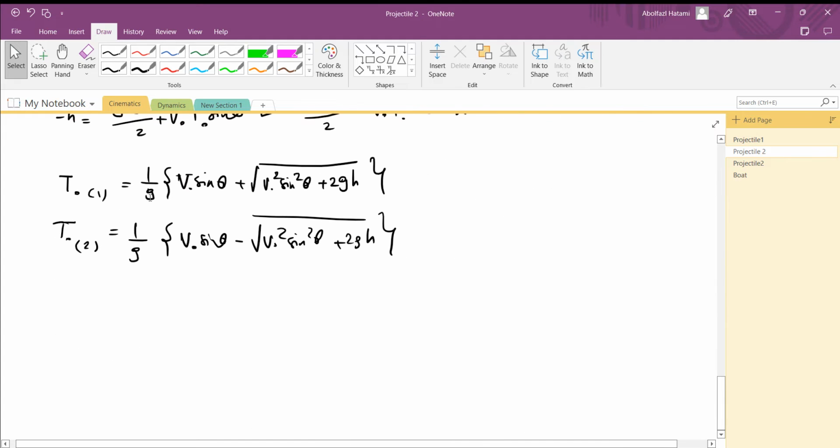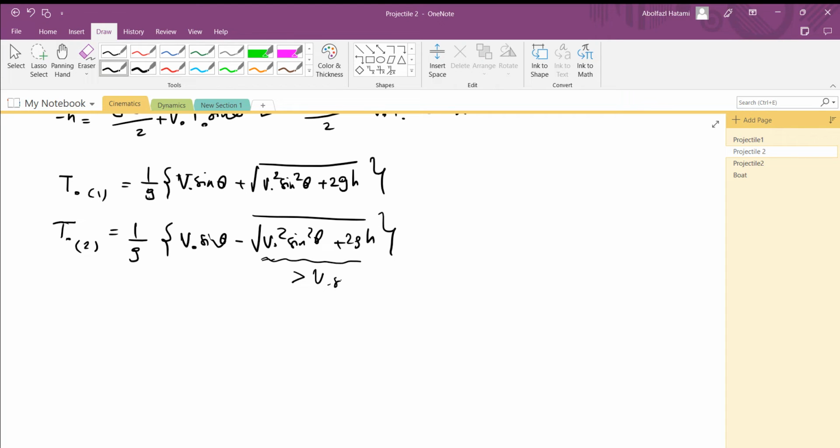Okay, so here if you pay attention to t0 number 2, you can understand that it is v0 sine theta minus radical v0 squared plus 2gh, which is something greater than v0 sine theta. So it is actually negative minus negative, and t02 is negative. So we shouldn't accept this one, and we should accept just this one.